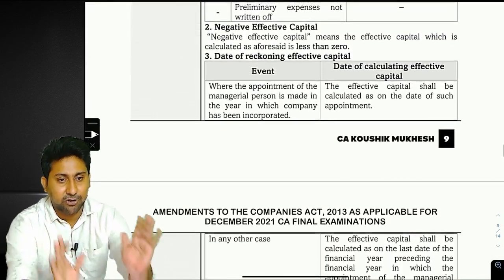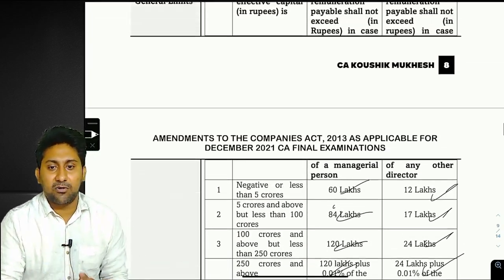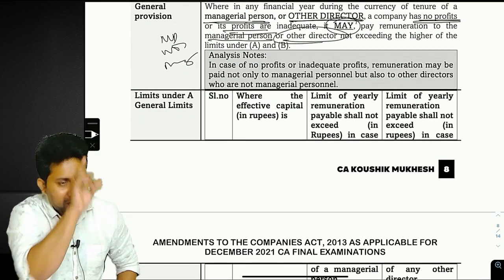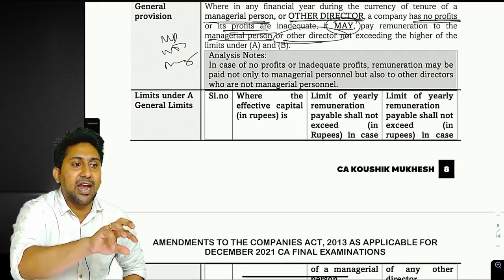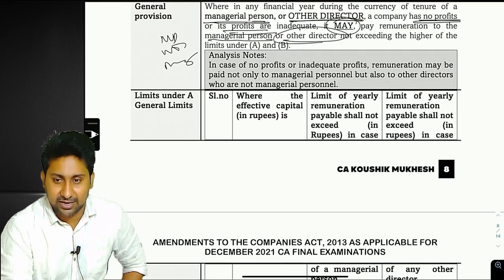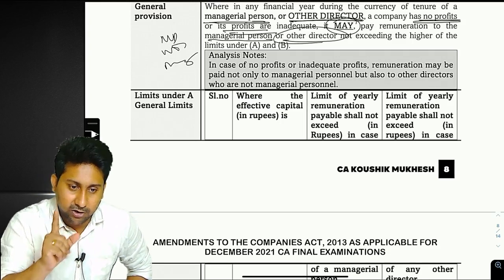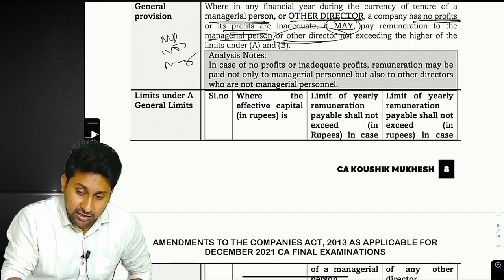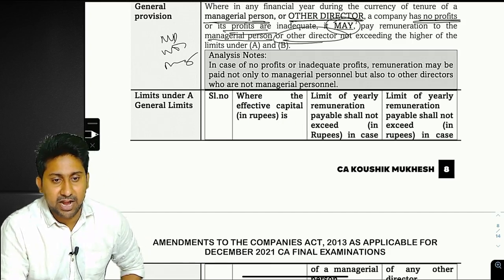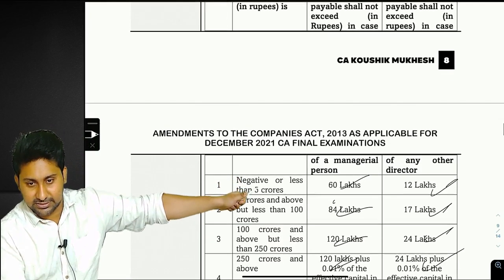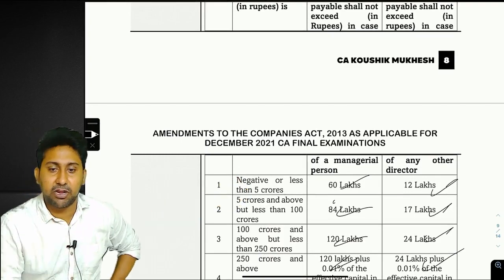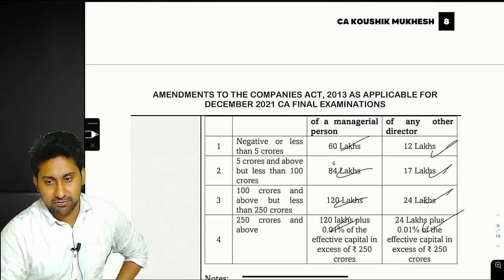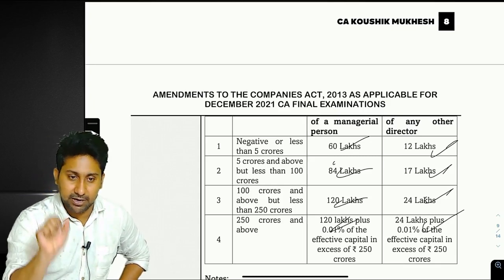I kept the entire Schedule 5. What they have done is, everywhere in Schedule 5, whenever you find managerial person, they added other director, other director, other director. In examination, you can get questions in this way: how will ordinary directors be paid in case of inadequate profits or losses? You need to write this: 12, 17, 24 and 24 plus so and so. That's the only thing you need to remember for the examinations as an amendment.